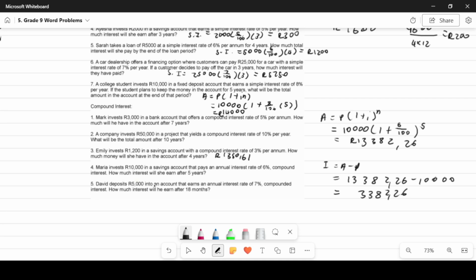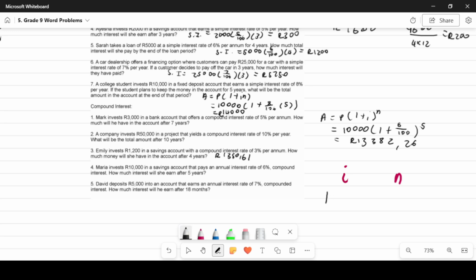David deposits 5,000 into an account that earns an annual interest rate of 7% compound interest. How much interest will there be at the end of 18 months? So this is very important. The reason that I discussed this question is because this is something that you need to remember. The units of I and the units of N work hand in hand. And this is why it's very important.